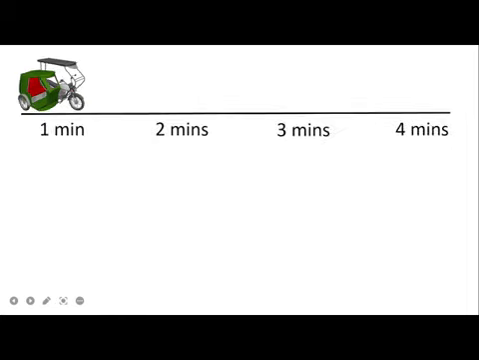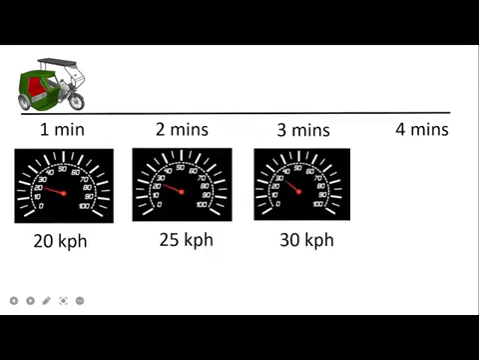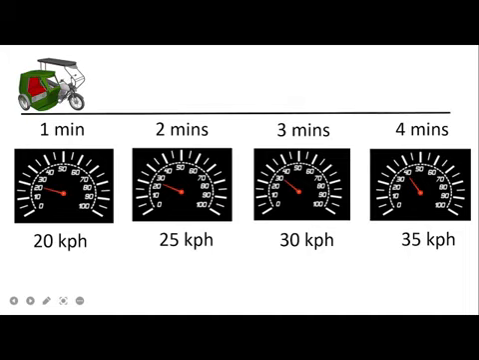We have here another situation. The tricycle has now the following speeds recorded in its speedometer. Is there a change in the values of speeds? Pakitingnan ng mabuti para klaro. The speed has changed from 20 kilometers per hour to 25 kilometers per hour, then 30 kilometers per hour, and finally to 35 kilometers per hour.